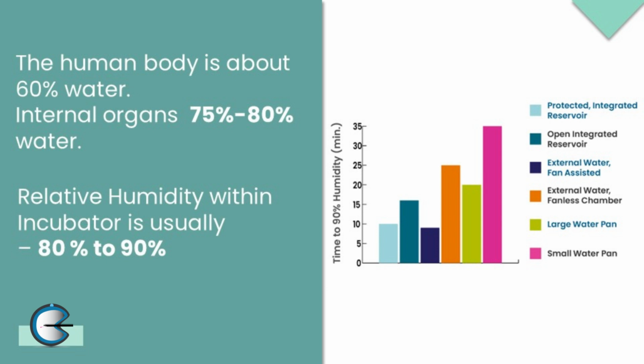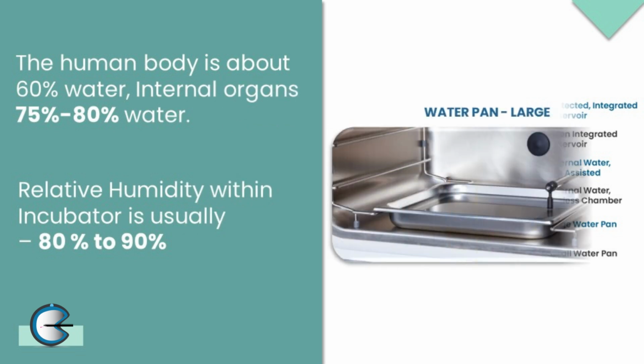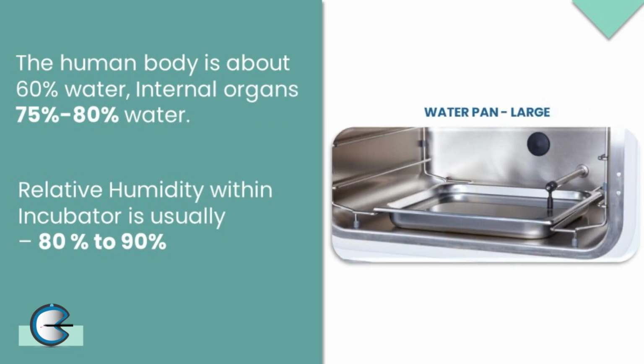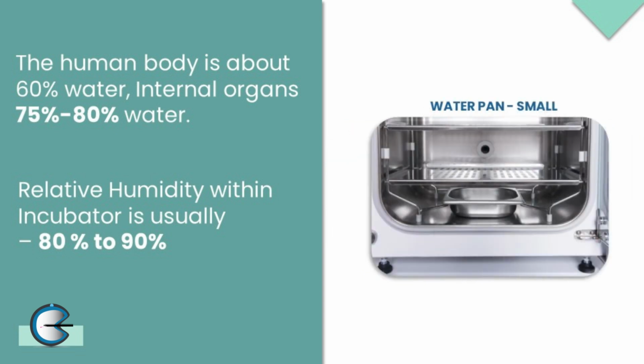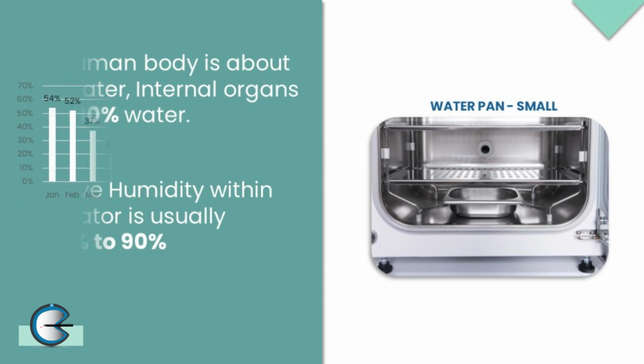As shown in this graph, the best and the quickest recovery for humidity is when you have either an integrated water sink or an external water system, like a humidification flask with a fan system. So these are images of different water reservoirs, like a large pan and a small pan, and it is basic physics that the larger the surface area, the more the evaporation, and hence the humidity recovery is faster.